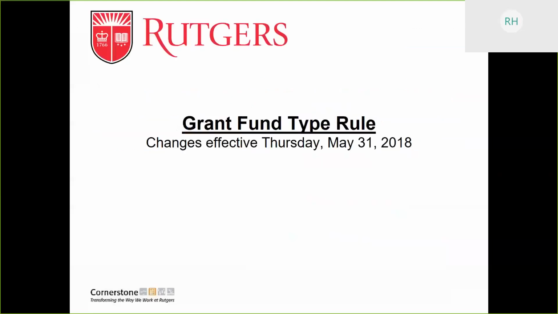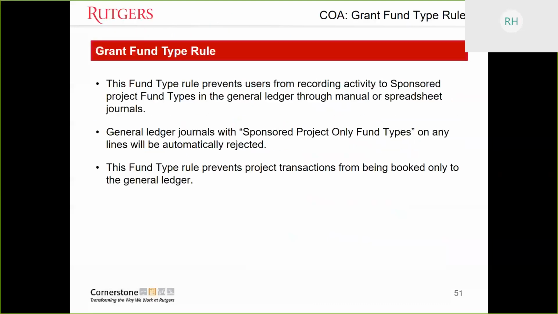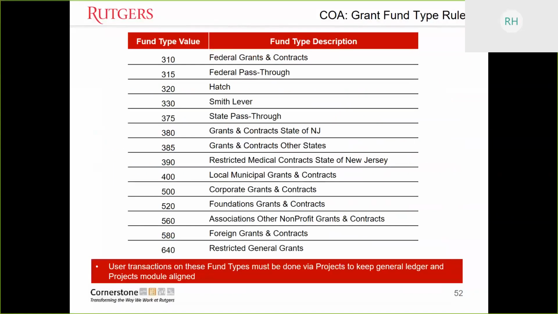We're starting off with the grant fund type rule, which will be effective as of May 31st, 2018. This fund type rule prevents users from recording activity to sponsored project fund types in the general ledger through manual or spreadsheet journals. General ledger journals with sponsored project-only fund types on any lines will be automatically rejected. This fund type rule prevents project transactions from being booked only to the general ledger and therefore causing a mismatch if you're reconciling. And the next page has 14 fund types that are directly related to grant funds only.